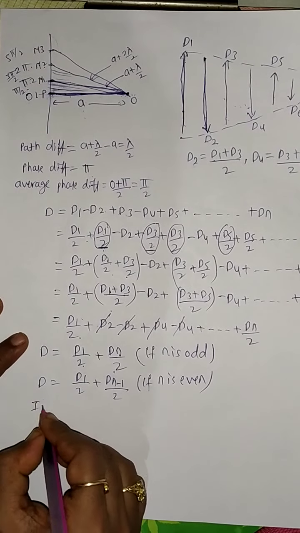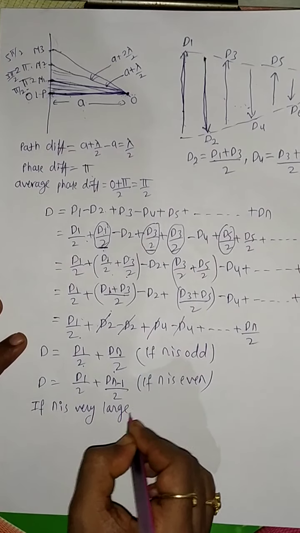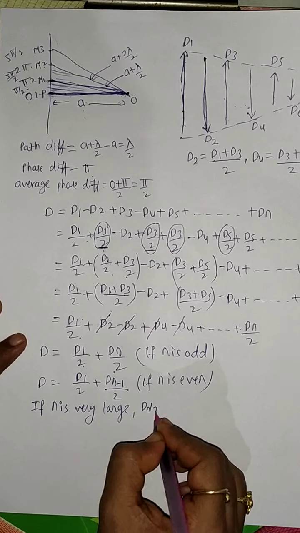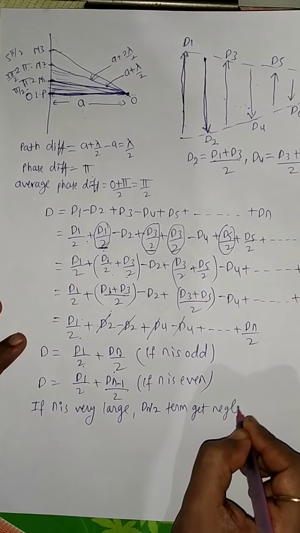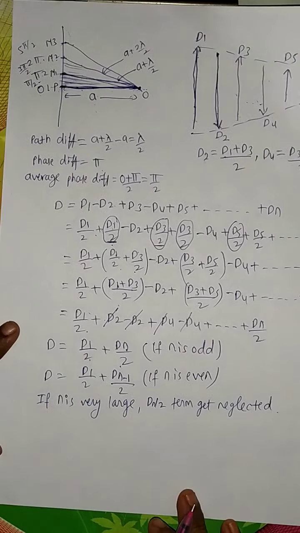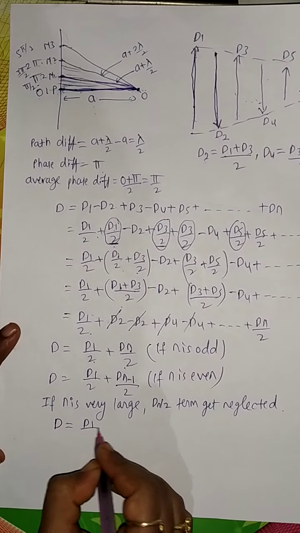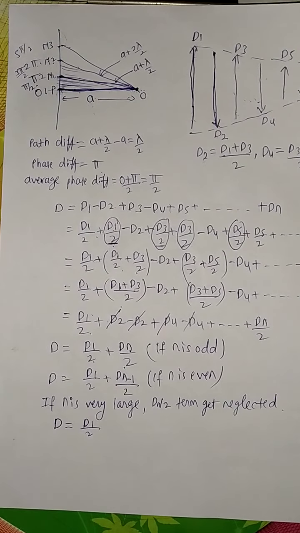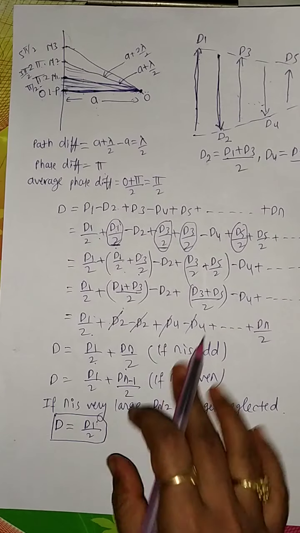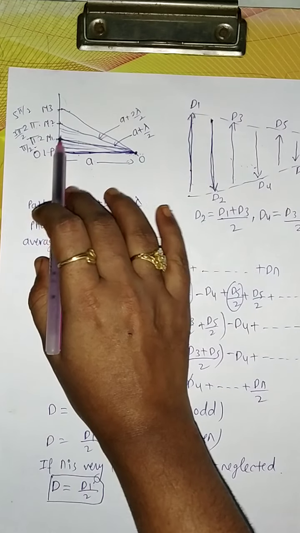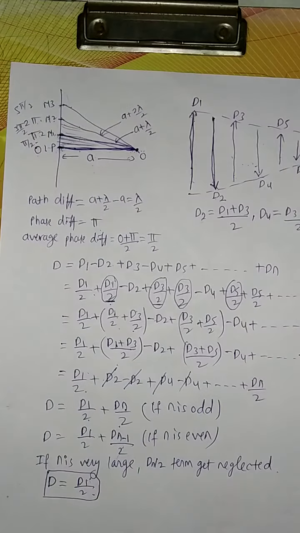When? If n is very large. If n is very large, then what we can do? The dn divided by 2 term gets neglected. It can be neglected. Okay. So if it is neglected, then what is the final value of d? So d is equal to d1 divided by 2. Means d1 is what? This is the amplitude due to the first zone. Understanding? So d1 by 2 means half of this.